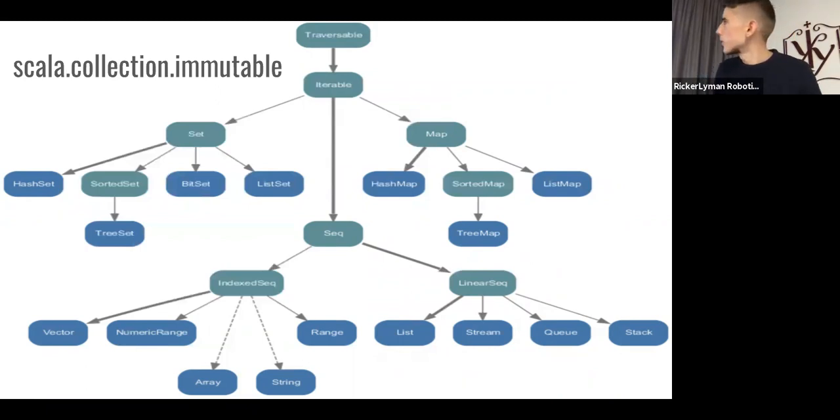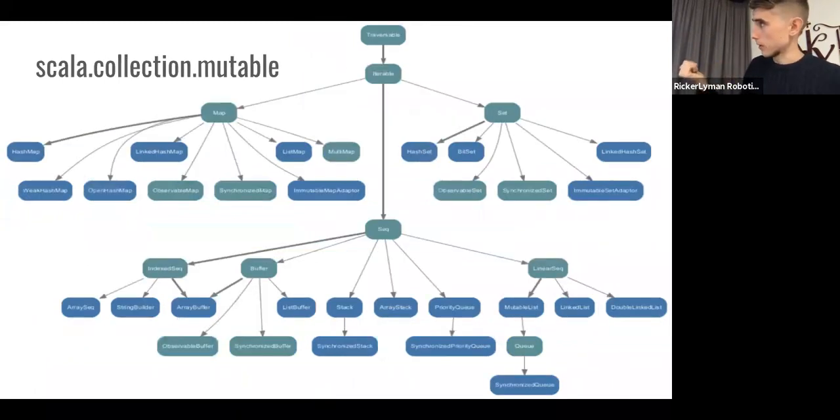Yeah, this tree is much bigger, and this is for immutable collections. Arrows with bold represent default implementations. For instance, for the linear sequence, there is a list as a default. For indexed, there is a vector, and there is a hash map for map. And there is the same kind of hierarchy for mutable collections, which is a little bit bigger.